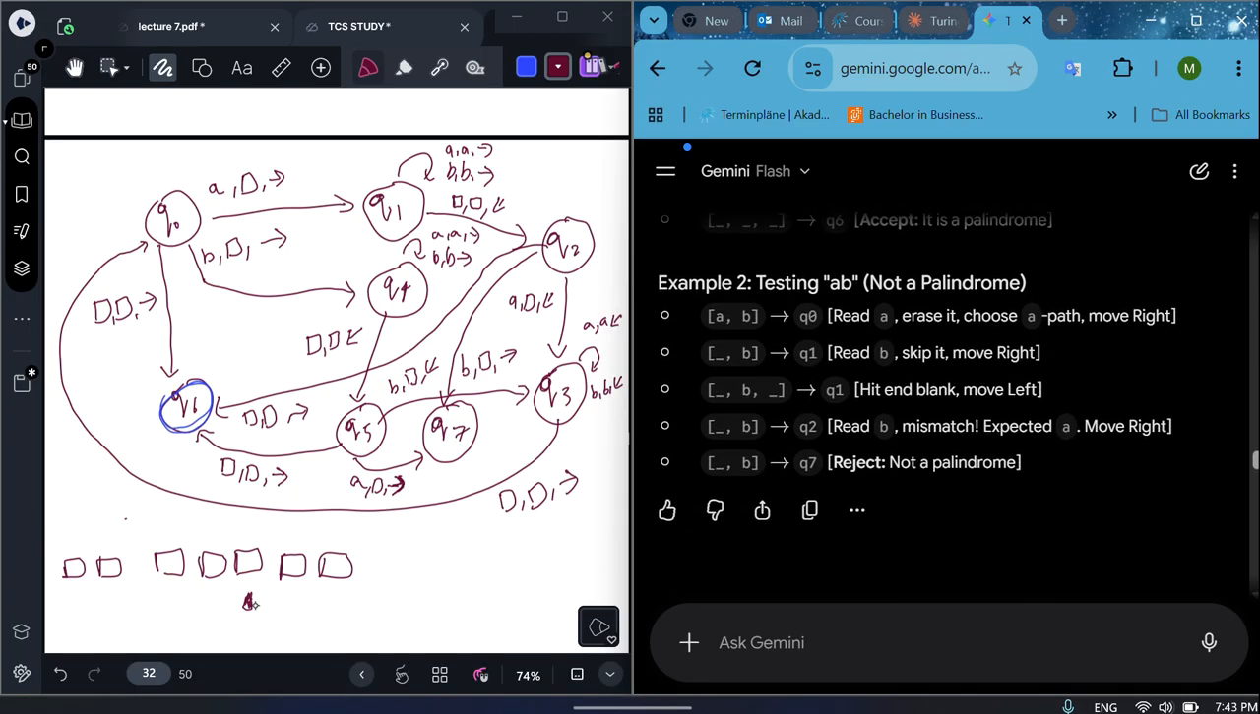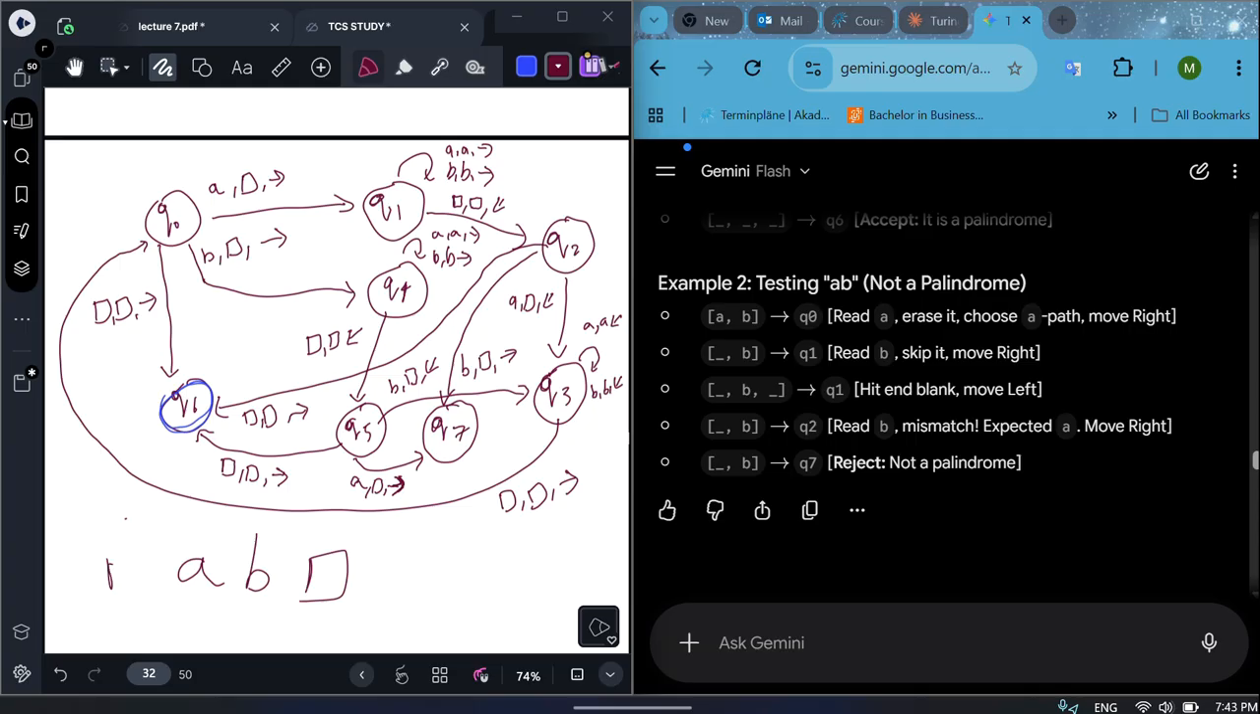Now let's try to do the testing on a word that is AB. Let's make a tape again and let's run it here. First of all, AB on Q0 reads the A, erases it just like we did. We are in Q0, reads the A, erases it, goes right on here. On Q1, reads a B, skips it and moves right. So it goes to Q1, it keeps going right. On Q1, it hits this blank and goes one step left.